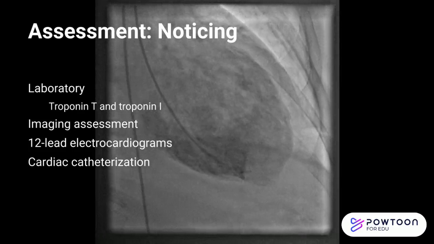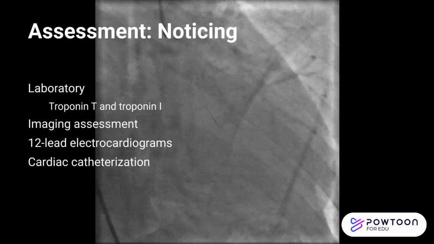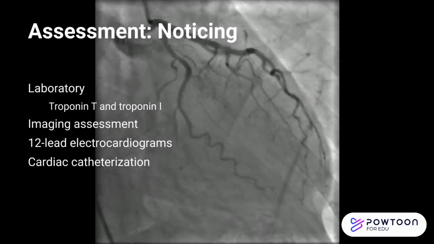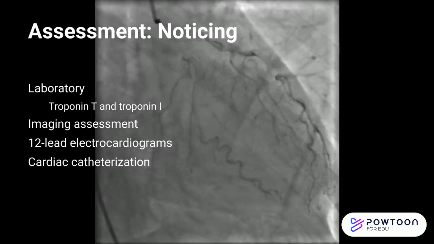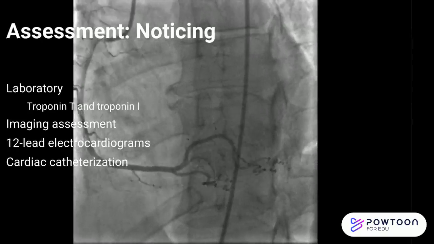A client with acute coronary syndrome will have a variety of labs ordered, but the cardinal lab for acute coronary syndrome or myocardial infarction is going to be the troponin. The troponin is an enzyme that's released from the heart muscle when there's damage done to that muscle from ischemia or infarction.